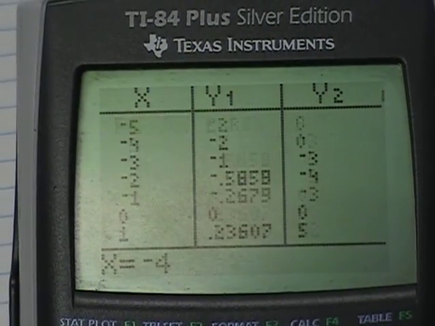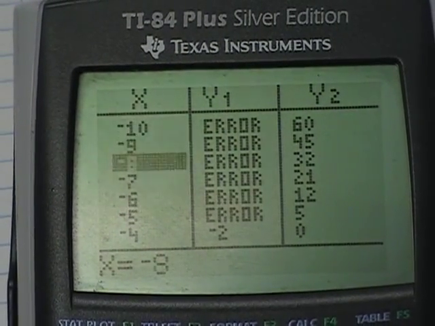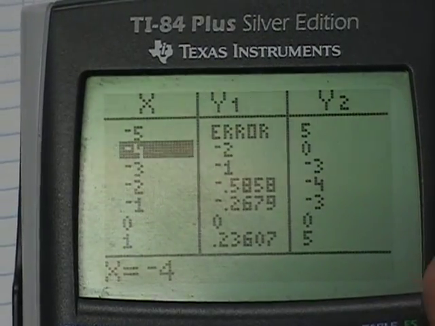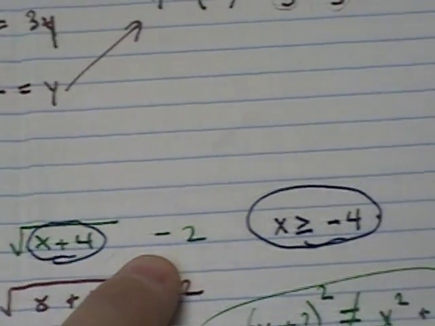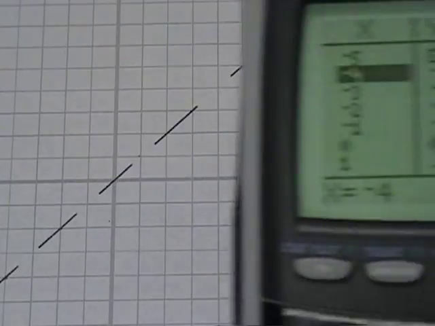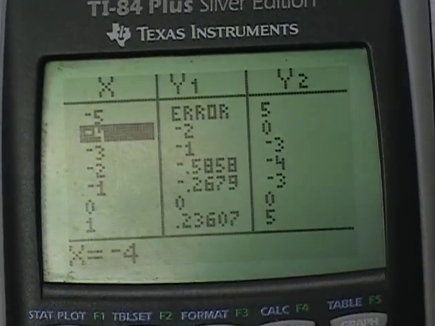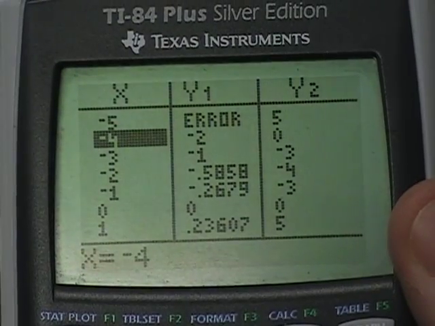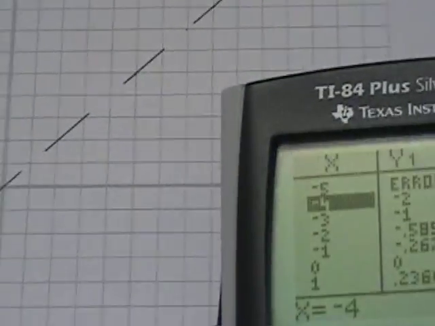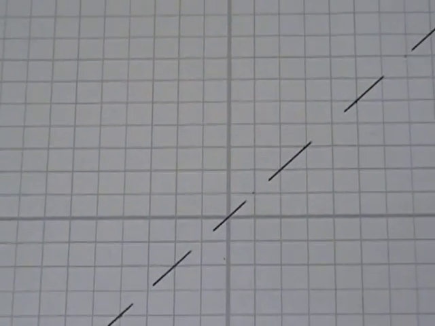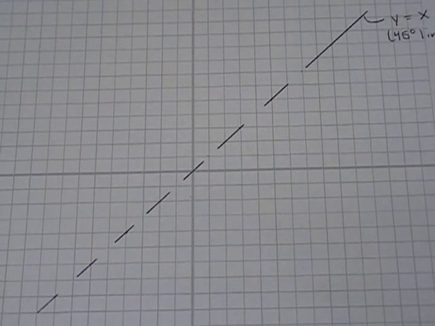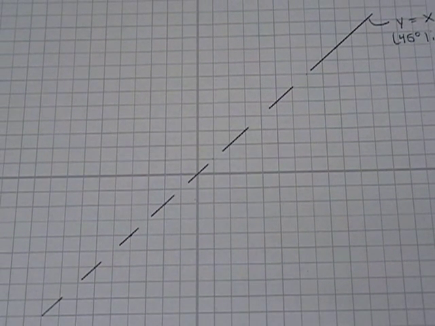Actually, you notice I get an error, because what did we say about that equation? We said that for the square root of x plus 4 minus 2, x had to be greater than or equal to -4. If you go to anything smaller than -4, what do you get? You get an error. So I'm going to start at -4, -2 and work my way forward, okay? I've got this table. I'm just going to set it to the side, and I'm going to graph these points and show you what I get.